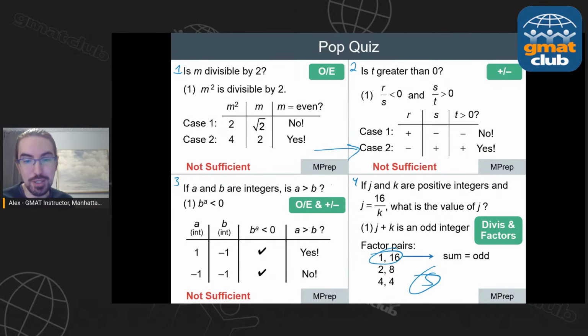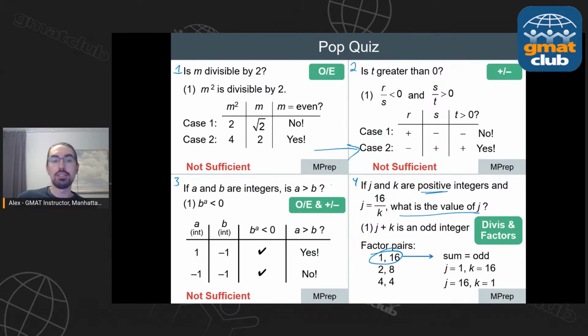Except it's not sufficient. And the chat is kind of torn between sufficient and not sufficient. So even when you get to this point, you think, oh yeah, there's only one option, 1 and 16. It can't be negative, because they tell us they're positive integers. But yes, J can be 1 or 16. The question isn't what are the two values of J and K in any order. The question is, what is the value of J? And J could be 1 or J could be 16.